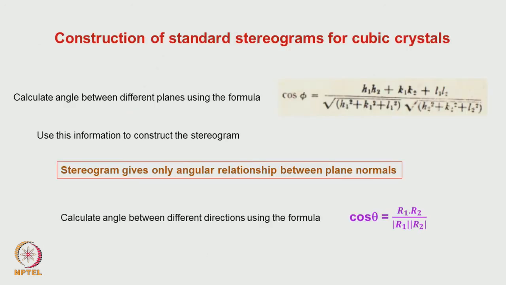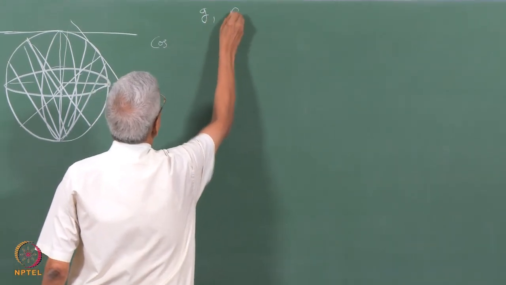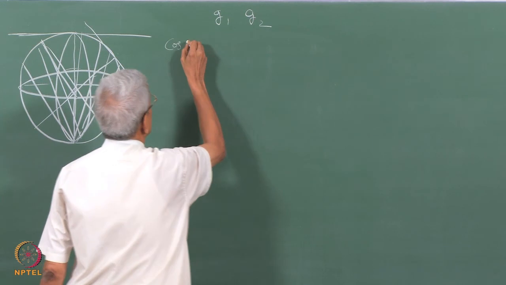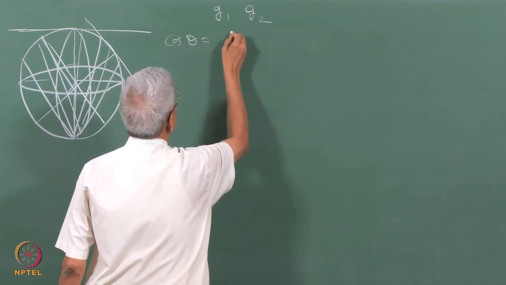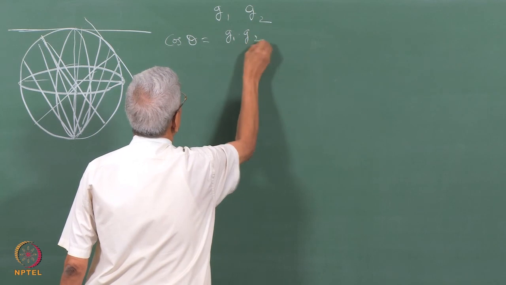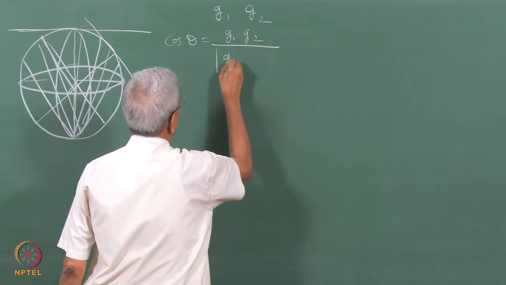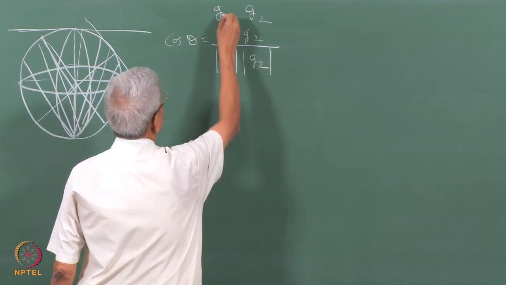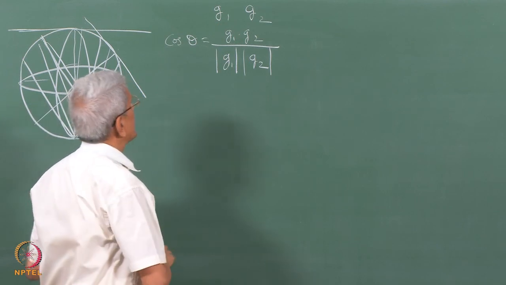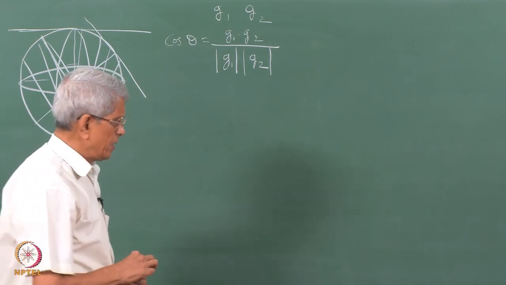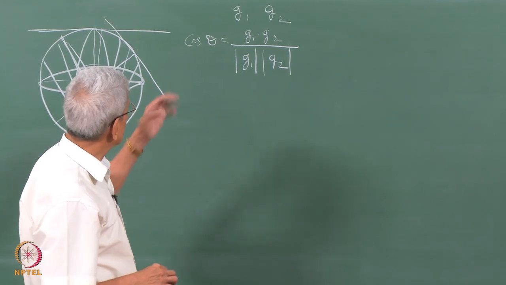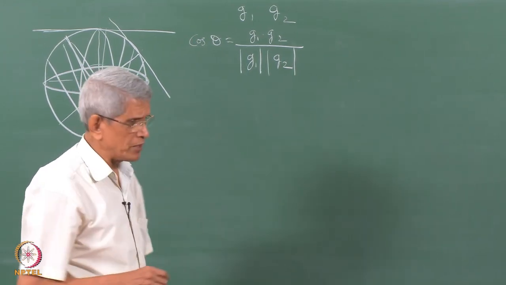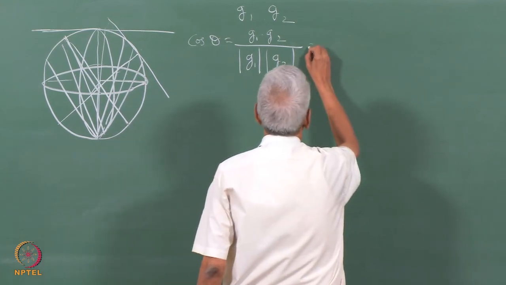You know that the angle between various planes can be determined using this formula. Between two planes which are related by vectors g1 and g2, the angle between them is given by cos theta equals g1 dot g2, because g1 and g2 are in reciprocal space, divided by the modulus of g1 into the modulus of g2. g1 and g2 are essentially in the same direction as the plane normals, so the angle between them gives the angle between the planes. This formula could be used. What will happen in the case of a simple cubic system?